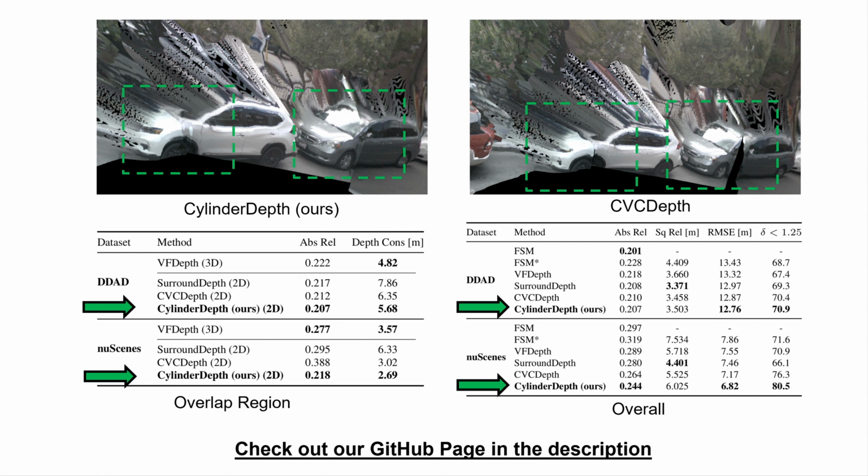Our method achieves state-of-the-art results on DDAD and nuScenes in both multi-view consistency and overall depth accuracy, as shown by quantitative and qualitative evaluations.